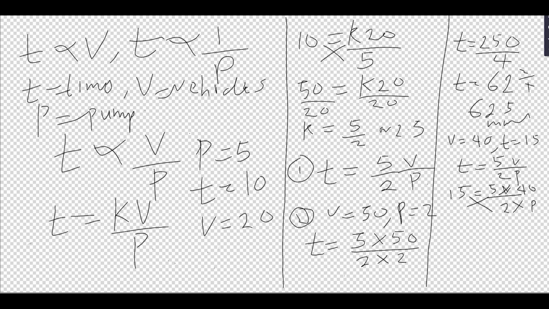So if we cross multiply this, we have 30P equals 200. Divide both sides by 30. So the number of pumps we will likely need is roughly 6, that's 6 and 2 over 3 pumps.